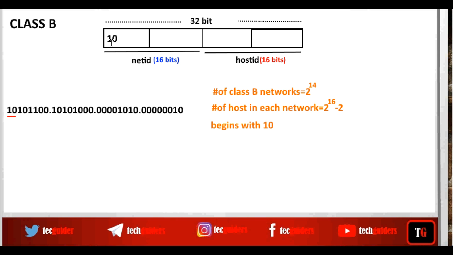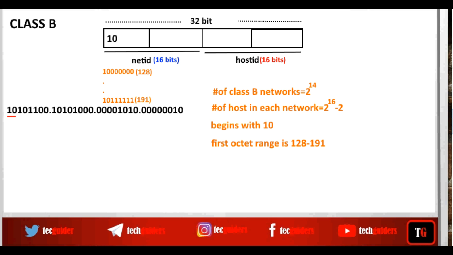Now, what is the first octet range for Class B IP addresses? In Class B IP addresses, within the first octet, the first 2 bits are fixed to be 10. With the remaining 6 bits, there are 2^6 possible combinations from all zeros to all ones. This is 128. 8 ones is 255. Now 255 minus 64 is 191. So the first octet range for Class B IP addresses is 128 to 191.